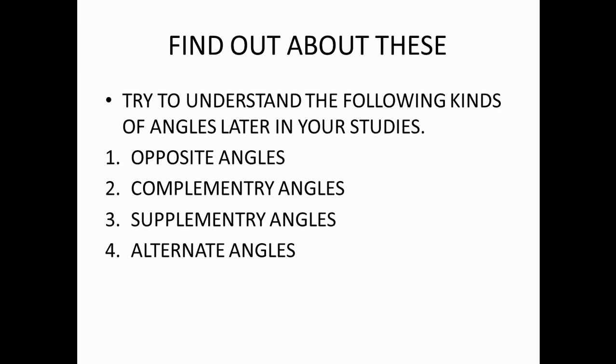We would like you to find out about these kinds of angles. There are also kinds of angles, but not types of angles. There are three main types of angles, but these ones are kinds of angles. Try to find out about them in your studies. One, opposite angles. What are opposite angles? Two, complementary angles. Three, supplementary angles. Four, alternate angles. Make sure you find out about them. They are also very important.